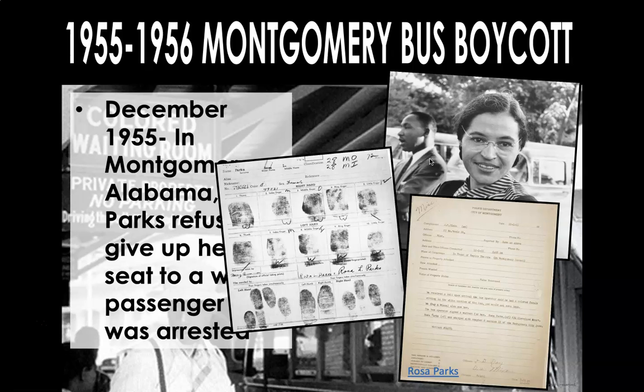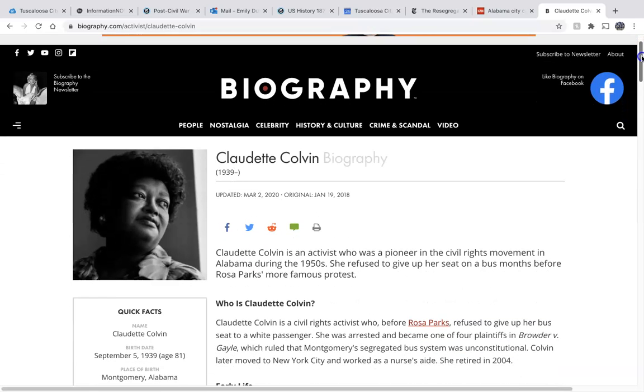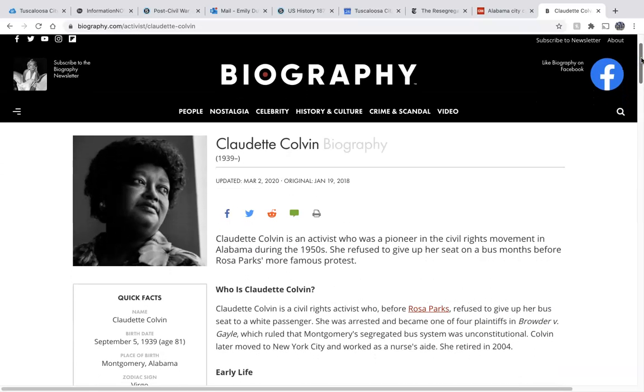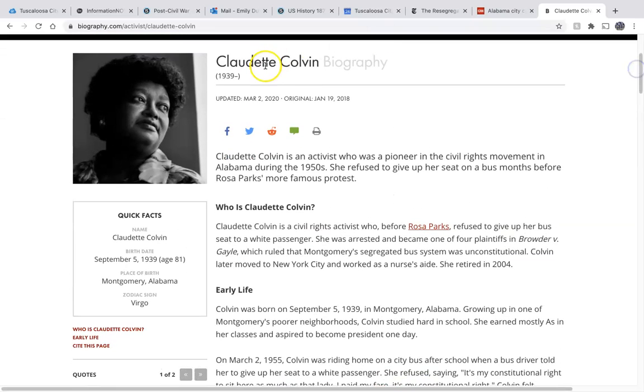Now, the real person, the real female that we need to give credit to for doing this first was actually, I think, about 18 at the time. And I'll show you who she was. All right, so minimizing. The person that you need to know who was actually the first woman to refuse to give up her seat before Rosa Parks was Claudette Colvin. Okay, and she has not passed away. She is still alive. She was an activist who was a pioneer in the civil rights movement in Alabama during the 1950s. She refused to give up her seat on a bus months before Rosa Parks' famous protest. Okay, so again, she was the first person to do this, not Rosa Parks.